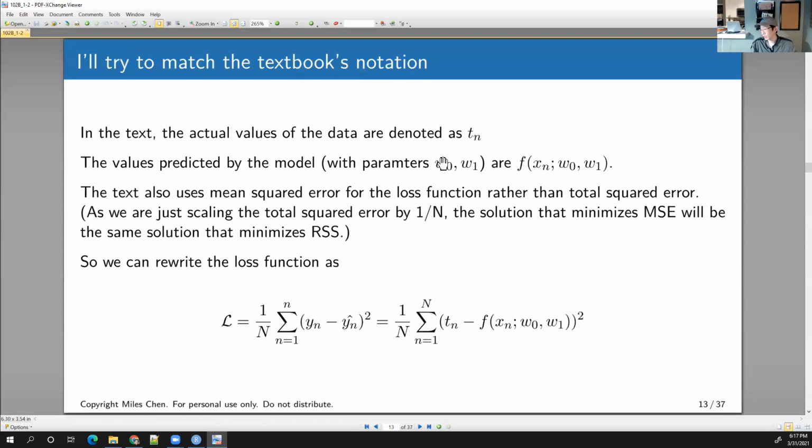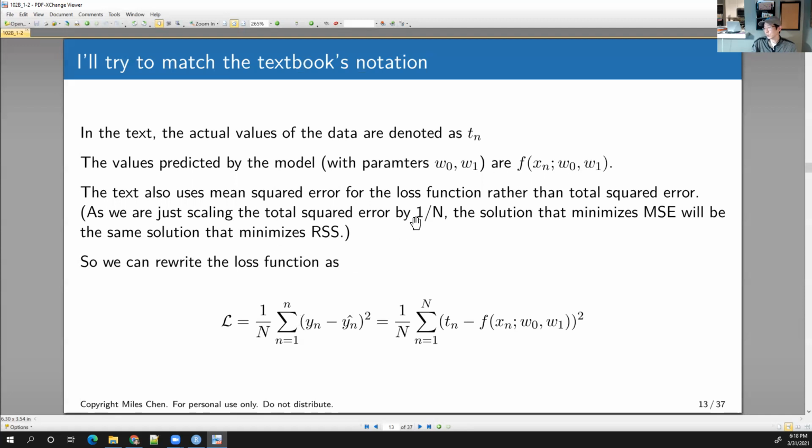And the value predicted by the model, instead of y hat, they're going to just show it explicitly as the result of the function when you plug in your x. So instead of y hat, we're going to have f of x_n, where the parameters are w0 and w1. This is just to say that y hat, the value we're predicting, is a function of x_n, where the parameters of this function are w0 and w1.